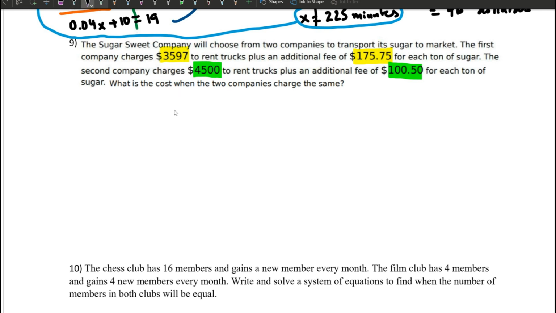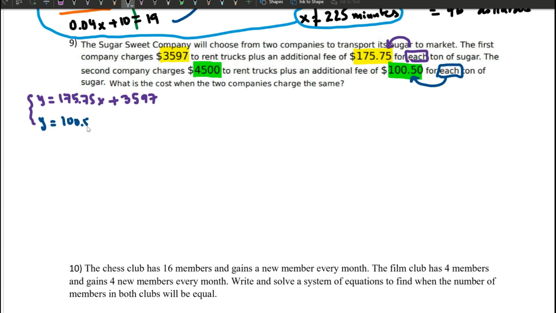Okay, so I'm gonna move faster this time because it's a similar question to the one we did. y equals mx plus b, which is the first equation. You see the "each" right here. That tells you your slope is 175.75x plus a one-time payment, the initial fee, of $3,597. Second equation, y equals, "each" tells you this is the slope, 150x plus 4,500.